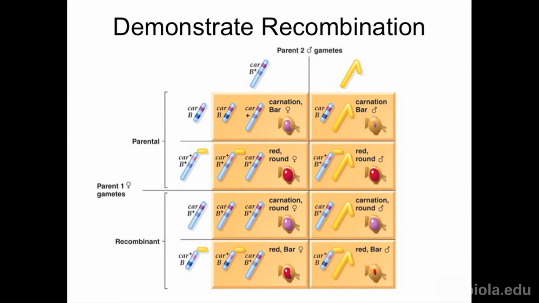Male offspring got a Y from their father, so we can just completely ignore what the father's X chromosome looked like. And we can just look at the phenotypic ratios of the males in this cross, okay? Their phenotypes are going to be dictated by what happened on their mother's X chromosomes.